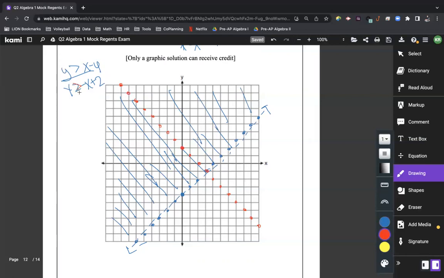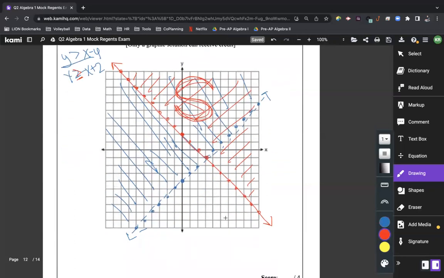Now, since this is greater than or equal to, that means it's a solid line. I'm going to connect that nicely with my arrowheads at both sides. And it's greater, so that means I'm shading everything this way. Okay. And my solution set is this double shaded region here. It falls in between the two, it's not just one.